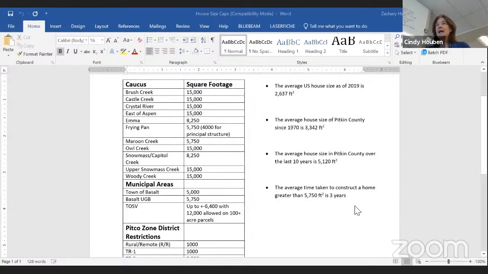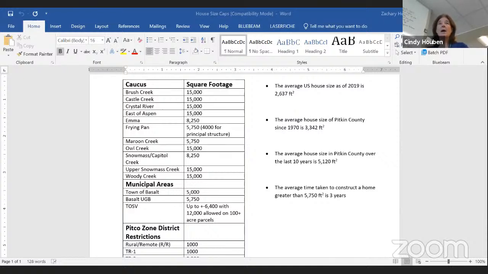But there we have it. We have an average house size in Pitkin County of about 3,300 square feet. But the average house size over the last 10 years has gone up in terms of our building permits to just over 5,000 square feet. And we are looking at homes in Pitkin County taking upwards of 3 years, and we're thinking even more in some of the homes that we have permitted today to build. And so the impacts that come along with construction to a neighborhood over a 3 to 5 year period for some of the larger homes has come up as an issue.